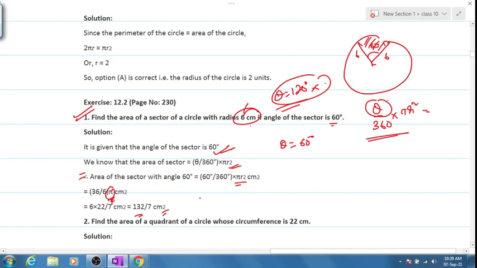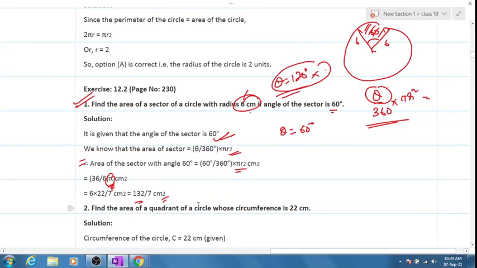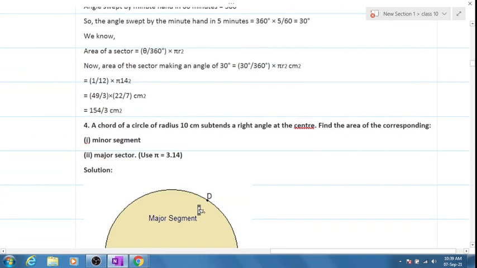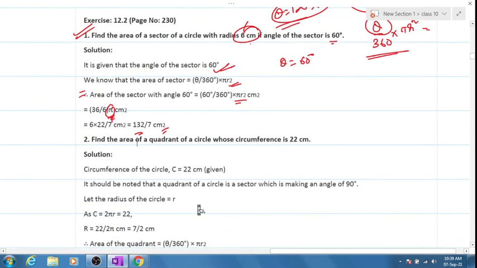We have to turn this into decimals? No, it depends on the options that you are given. If options are in decimals, obviously you'll have to find the answer in decimals. Clear? Now question number 2, 3 and 4, you'll be trying it for homework.